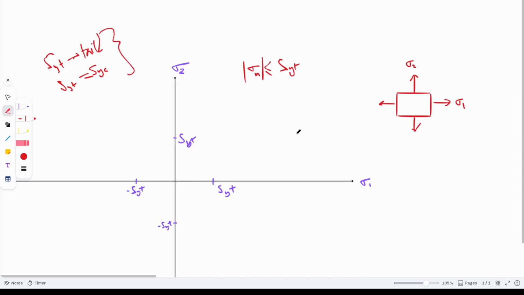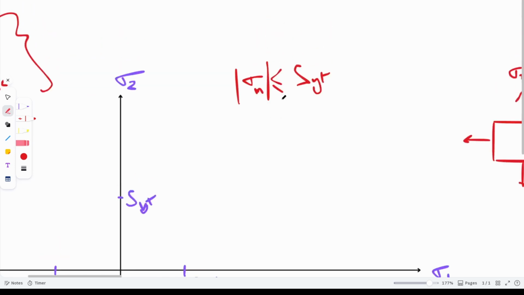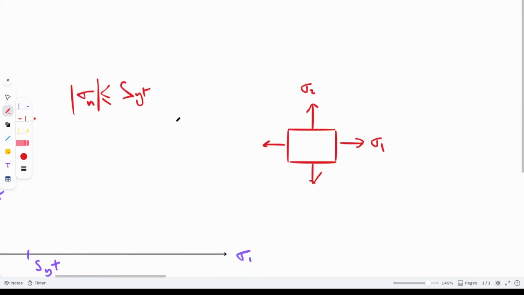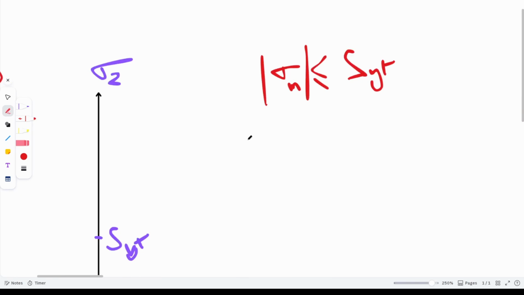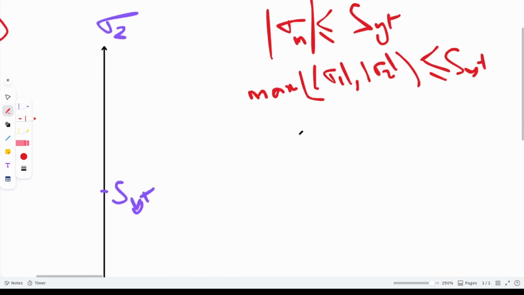Let us start off with the maximum normal stress theory graph. As per the maximum normal stress theory, we have sigma 2 and sigma 1 over here, and the maximum of the magnitudes of sigma 1 and sigma 2 should be less than or equal to SYT, right? Now let us consider that sigma 1 is the maximum stress. If we go with sigma 1, the magnitude of sigma 1 should be less than or equal to SYT.